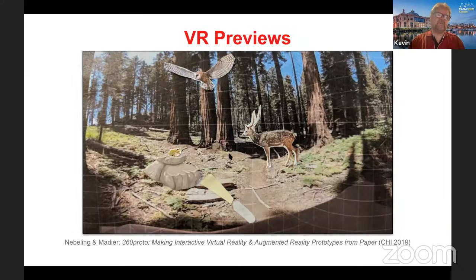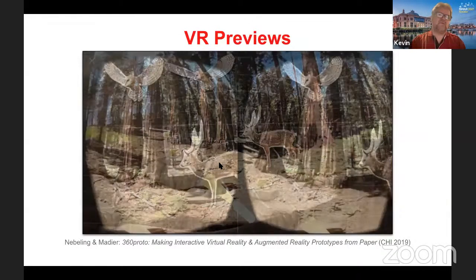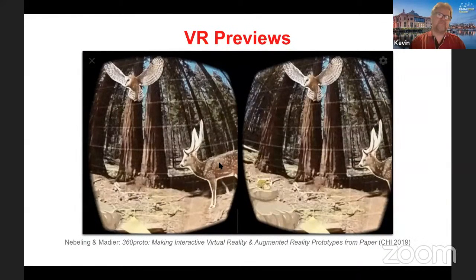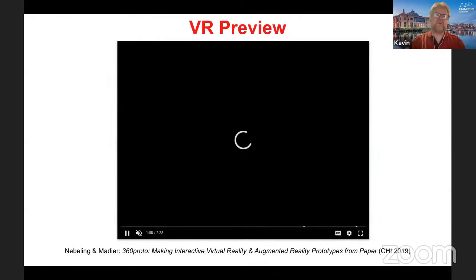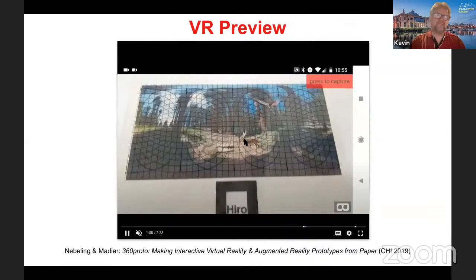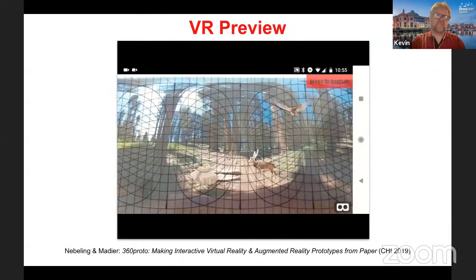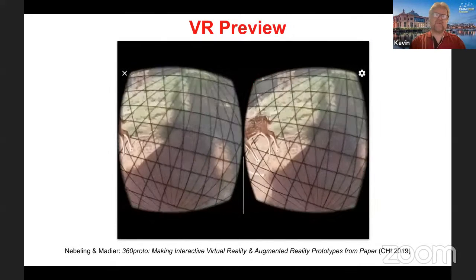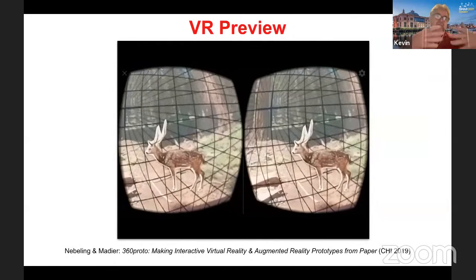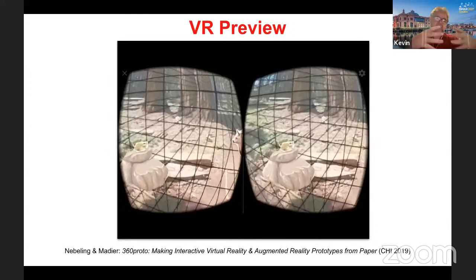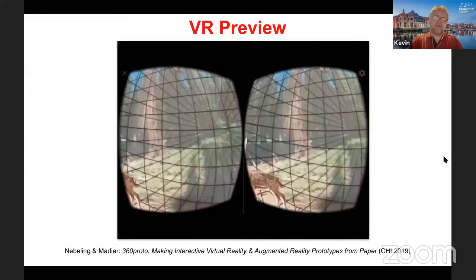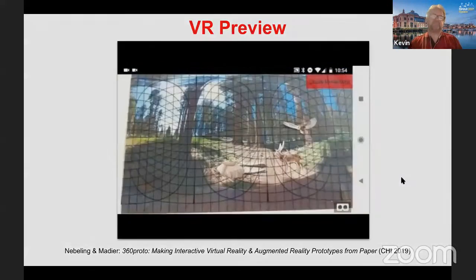Here's an example of the user interface being viewed through the scene there. Let me just play that again. Okay, so that shows you how you can make a VR preview with a 360 image, and then some moving characters to move around with it as well.